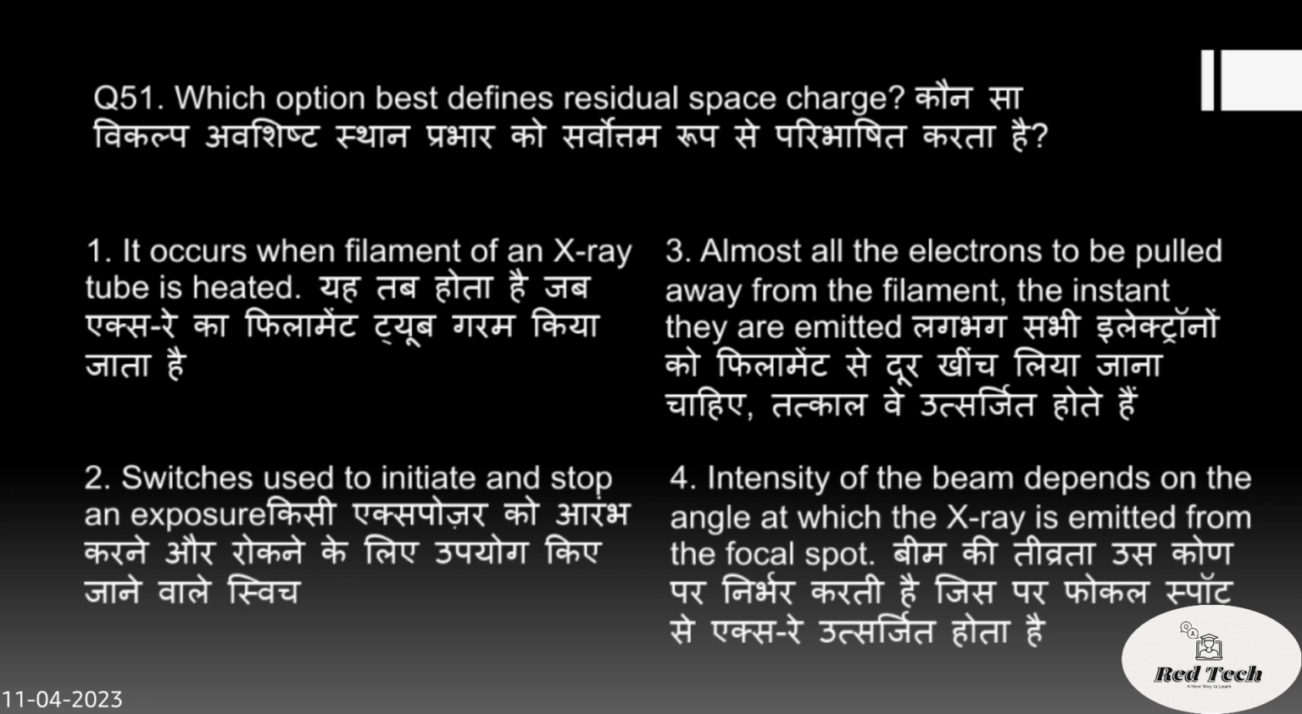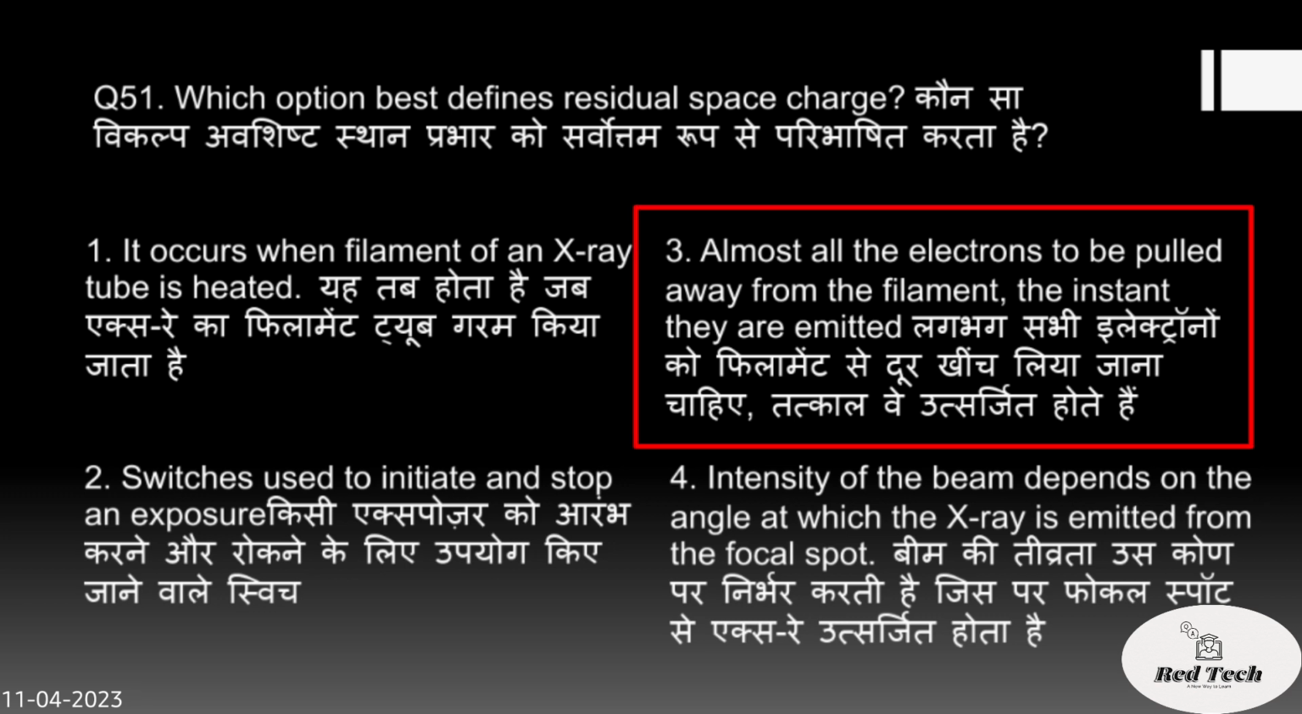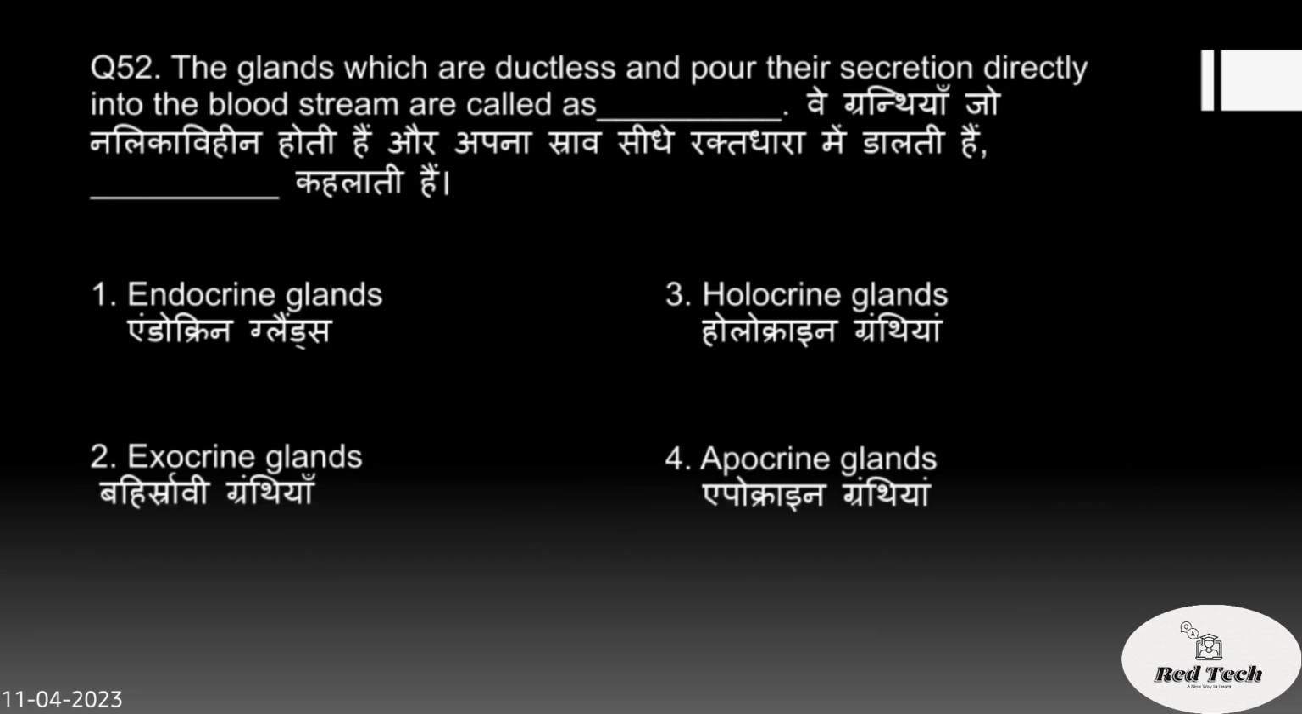In the given options, if you go one by one, option number 1, it occurs when the filament of the X-ray tube is heated, is not a correct option, and not even second or fourth. So the right answer is option number 3, when all of the electrons are pulled away from the filament the instant they are emitted. So right answer is option number 3.